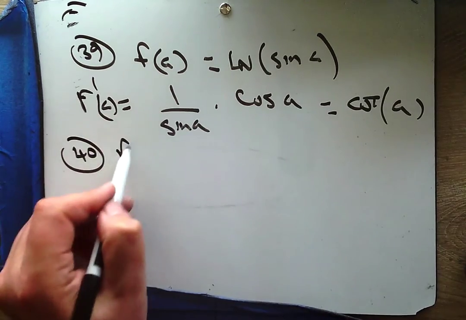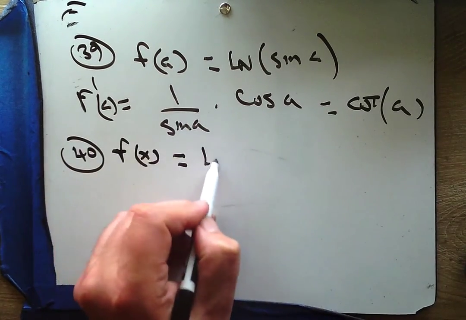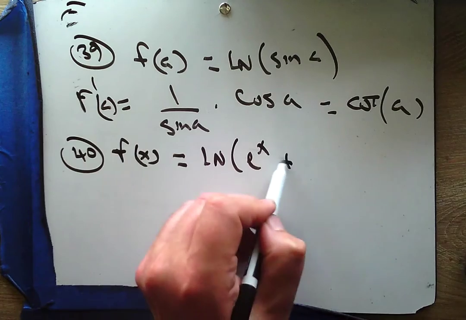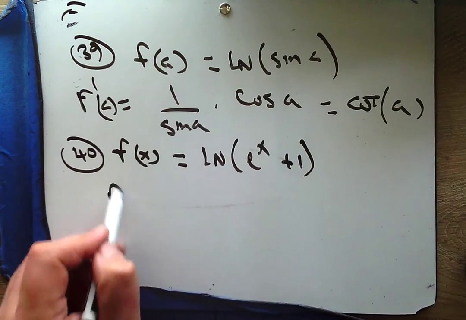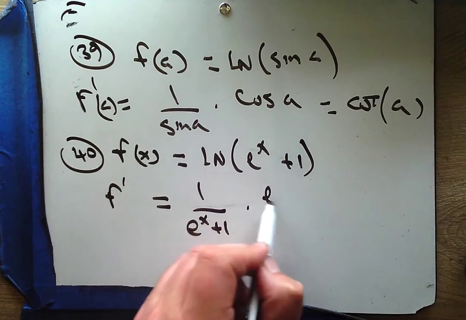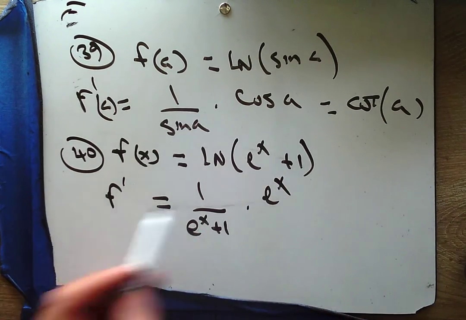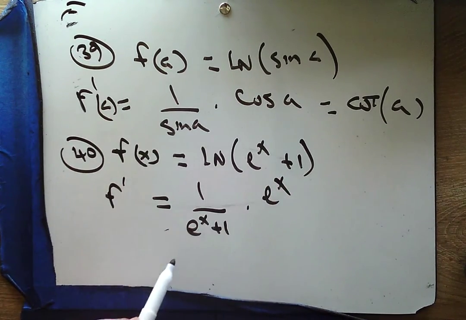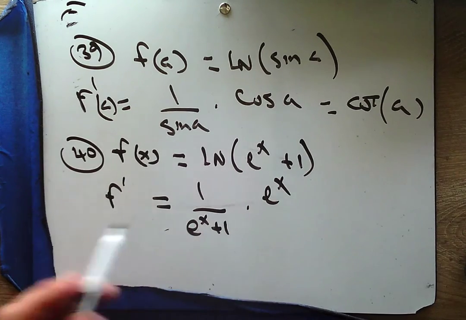40 says f of x equals the ln of e to the x plus 1. I know then that f prime is going to be 1 over stuff times the derivative of stuff. No, these can't cancel. You have to be able to take it out of 3. 41.